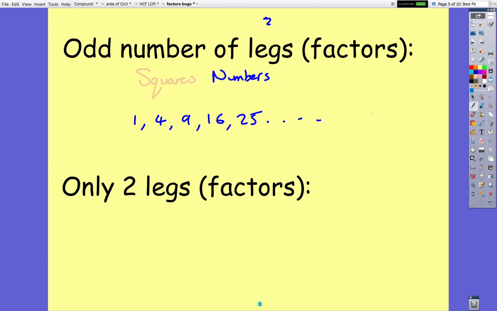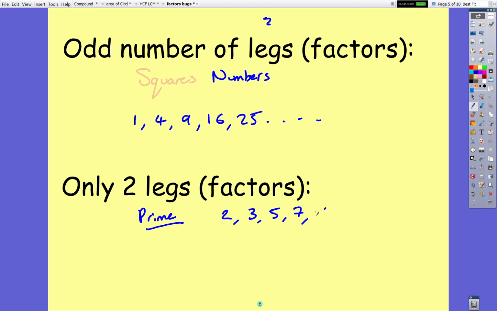Now, if it's only got 2 legs, or in other words 2 factors, that's because it's prime. When we talk about prime numbers, we're talking about numbers which only have 2 factors. So we have 2, for instance, that's only got 2 factors, 1 and 2, and that's quite unique because it's the only even prime number as well. 3, 5, 7, is 9? Well, no, 9 is not because it's got 1 and 9 and 3 times 3, so it's not.